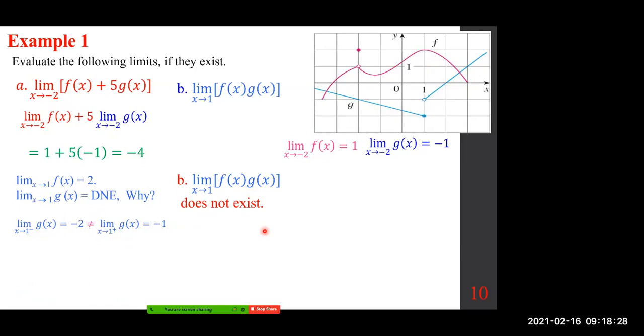Also, you can evaluate this one from the left and right, class. If you were to do that, the limit of this function as x approaches 1 from the left is 2 times -2, and as x approaches 1 from the right is 2 times -1. Again, these two are different. So this is another way. Do you have to do this one? No. The moment you have this one, class, the answer is this product doesn't exist, okay?